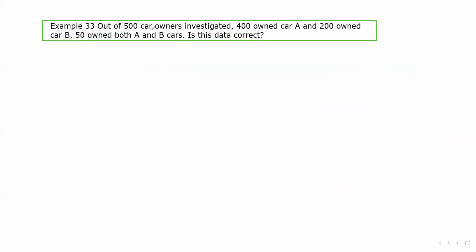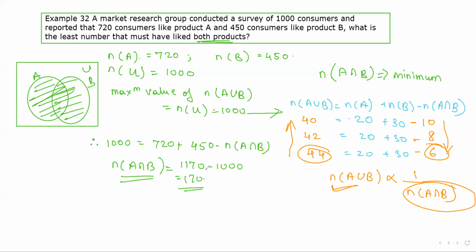Hold on. In the previous question, we wrote n of A intersection B is equal to 170. This is the minimum value. What is the least number that must like both the products? 170 is the least number to like both products A and B. Also, if you want to calculate the true value of n of A intersection B, you can write this as, in reality, it is greater than or equal to 170. So 170 is the minimum value, but n of A intersection B will be either 170 or any value greater than that.